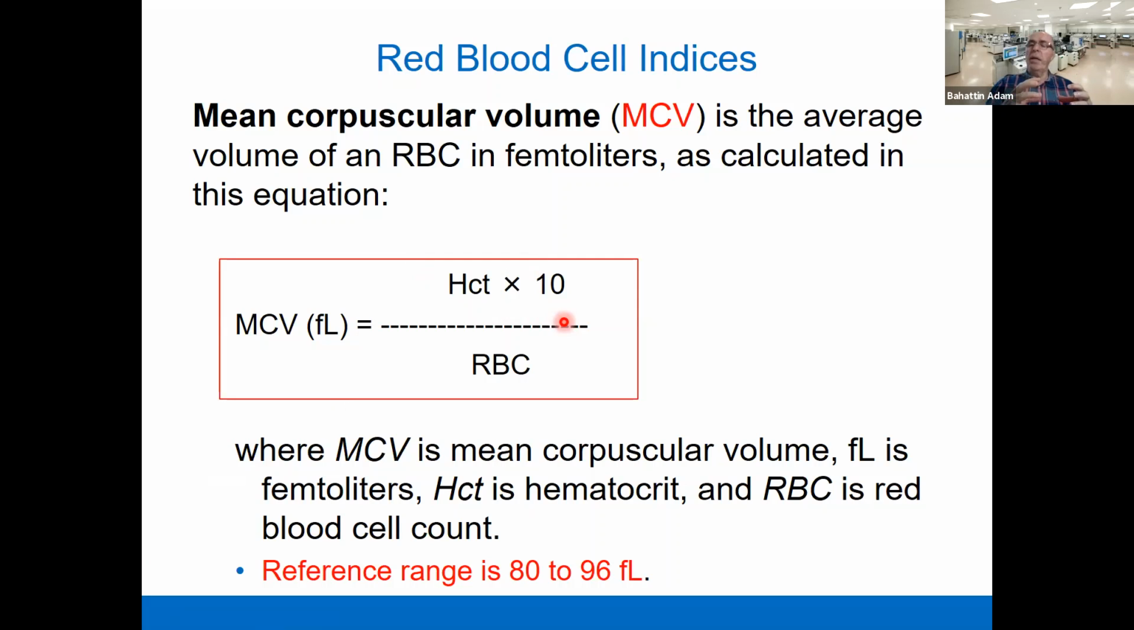It has different meanings in order to differentiate anemia, and also to determine the causes of anemias. I'm going to show you. This is the reference range for MCV. If it increases, then we call it macrocytosis. If it decreases, it is called microcytosis.